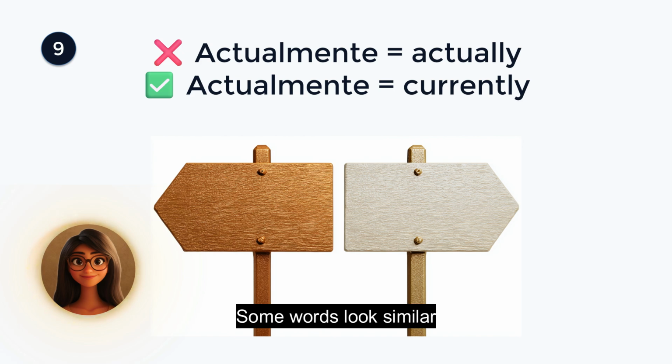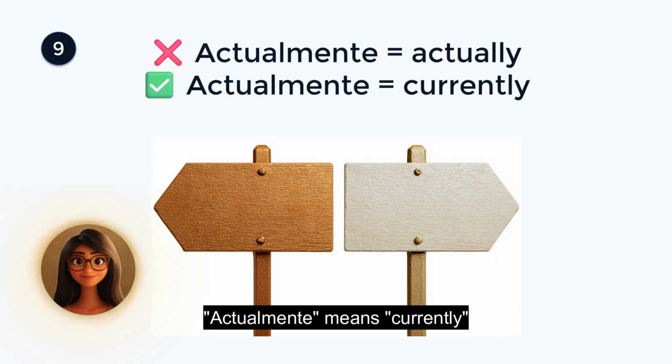Some words look similar but mean something different. These are called false friends. Actualmente means currently.